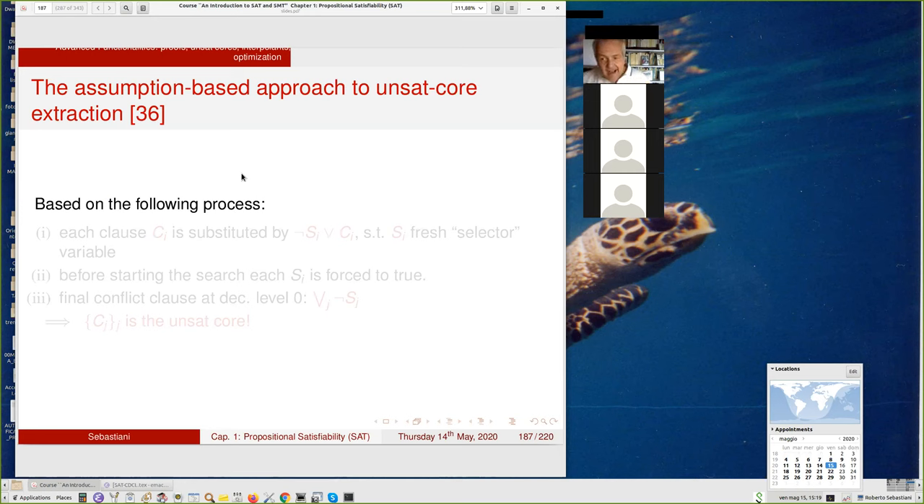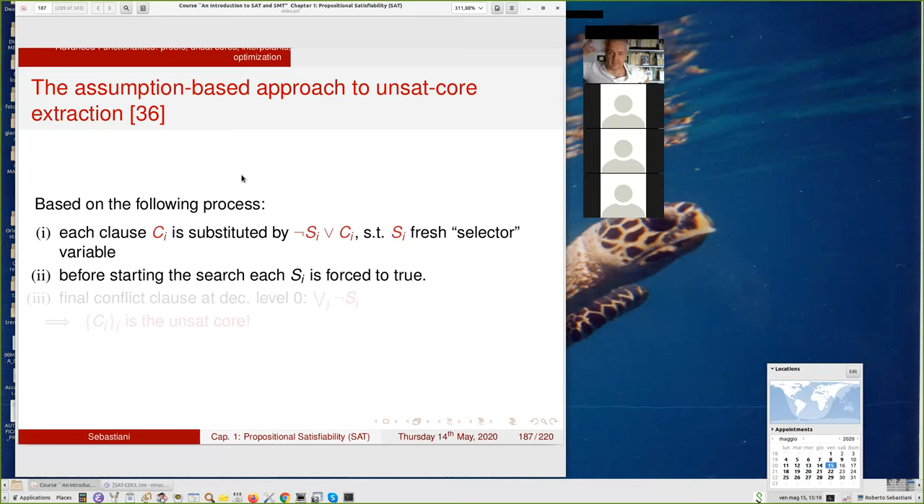SAT under assumptions can also be used to extract the unsat core, with the idea of an activation variable, or selection variable. Imagine that at the beginning every clause Ci of your formula is substituted by not Si or Ci, such that Si is a selector variable, as we've seen a few slides ago. Let's do exactly what we have done before: you decide the variables Si to true, and set the level 0 immediately after having assigned them.